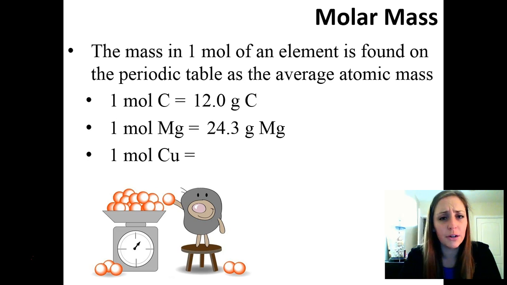How about one mole of copper? Go ahead and find copper. It's a transition metal in the center of your periodic table. And it's 65.3 grams of copper.